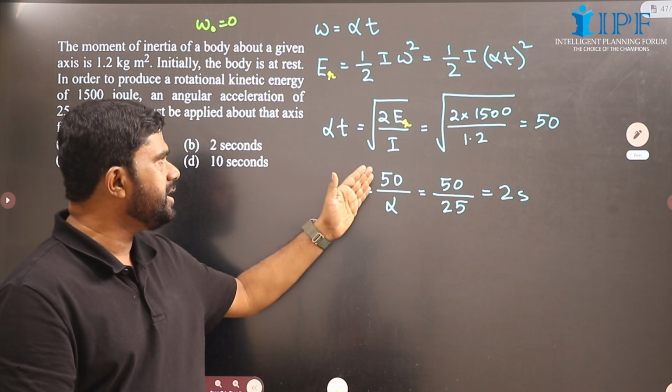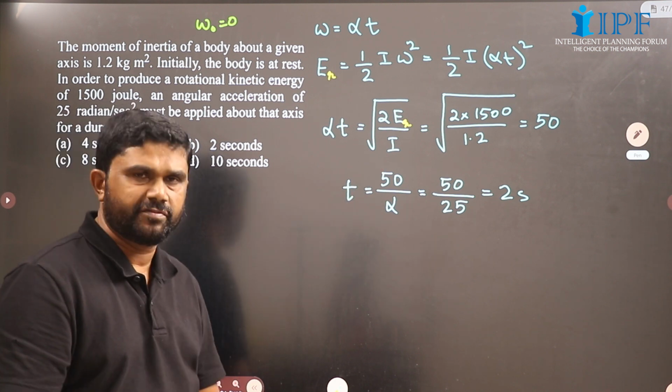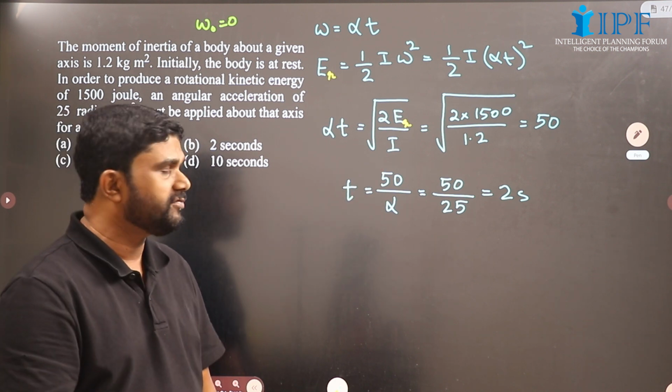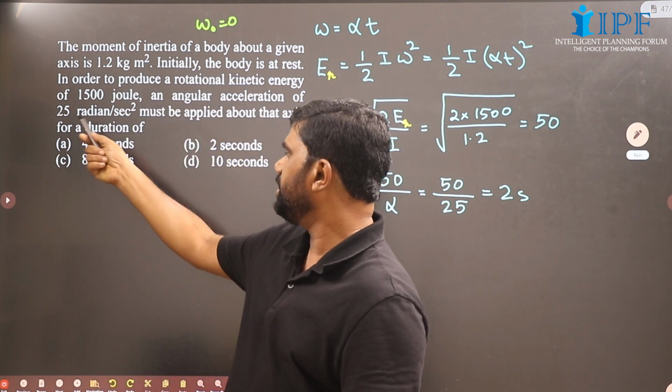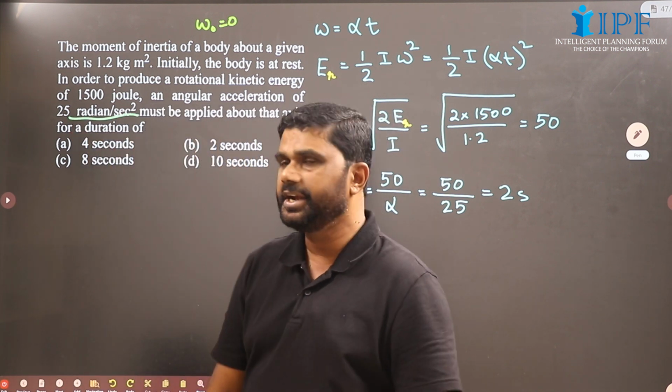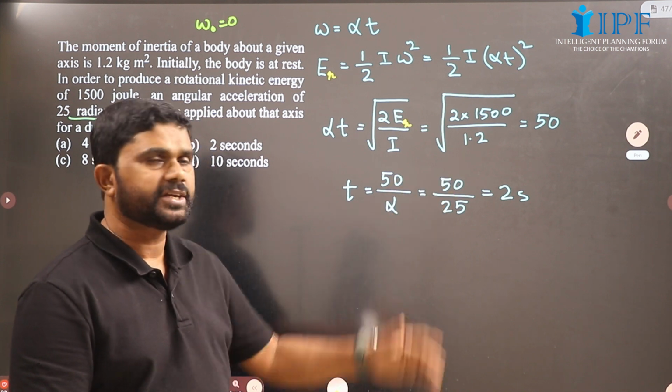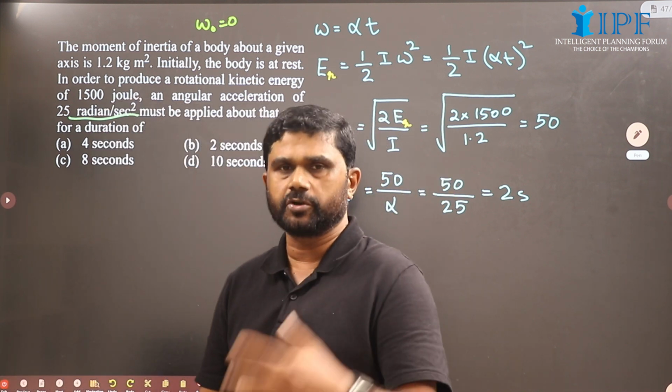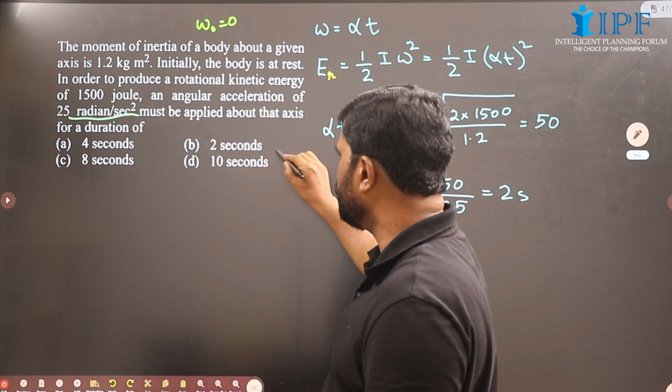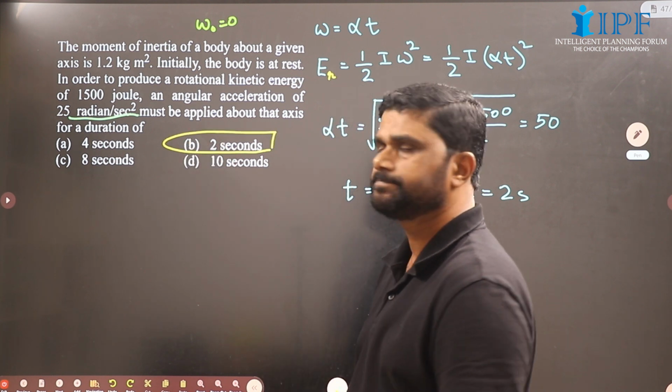And t will be 50 divided by alpha. Angular acceleration alpha is given as 25 radians per second square. So we will get t equal to 2 seconds. Beautiful question. So 2 seconds.